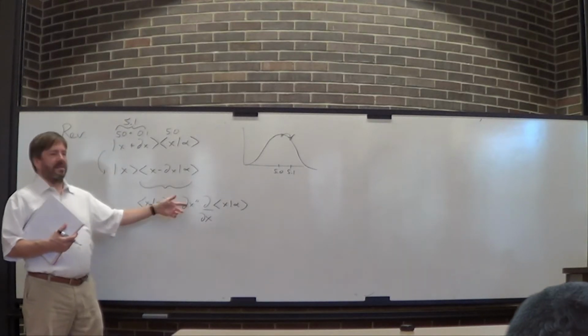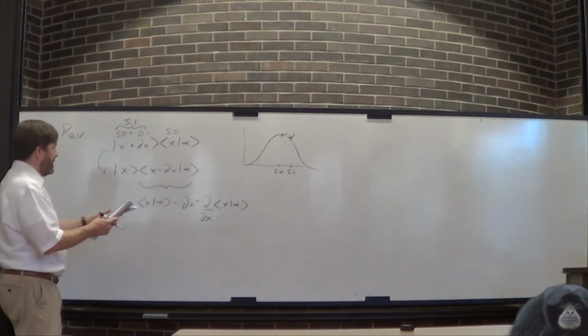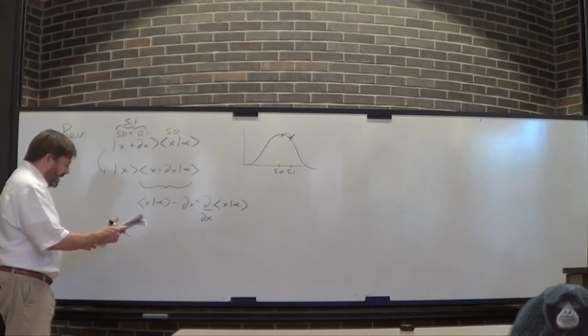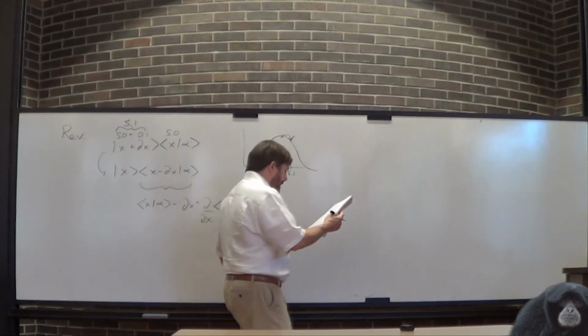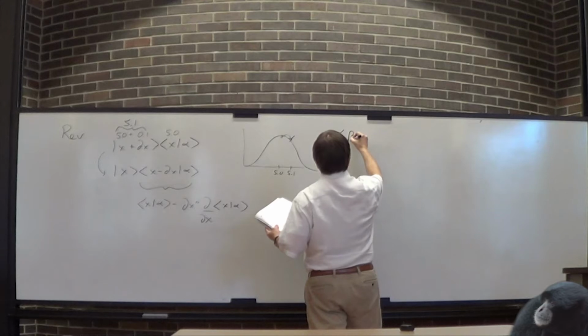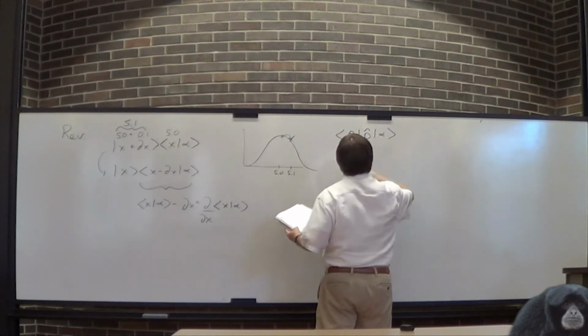Plus, I guess the slope has a minus sign, whatever, it doesn't matter. Slope is negative anyway. So, okay, I just want to remind you of that. Let's see. What I wanted to do, and also in terms of review, let me write something in Dirac notation and figure it out.